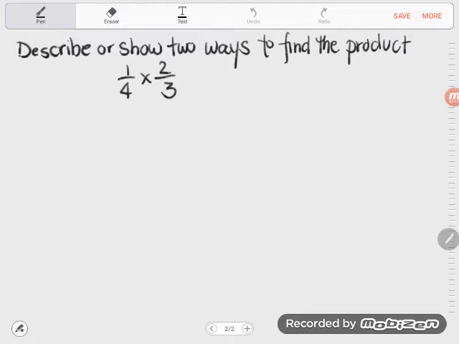So I have another problem from my online class that was stumping some students. It says describe or show two ways to find the product. And they set the product up for you already, 1/4 times 2/3. So just a reminder, product means the answer when you multiply. Clearly this problem was already telling me to multiply, so it's not giving me any new information.